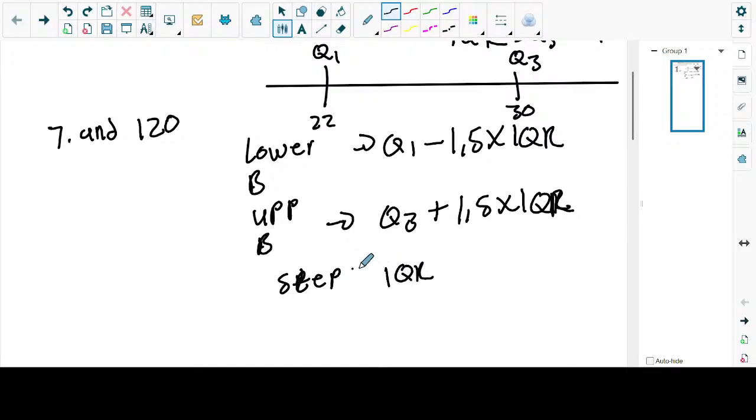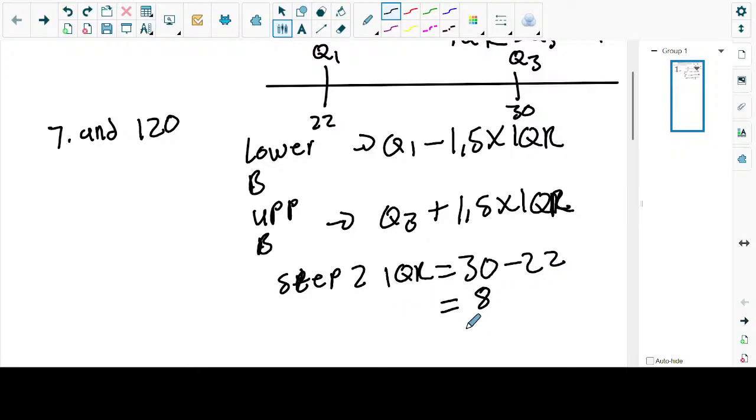So what is the IQR? IQR is Q3 minus Q1, which is 30 minus 22, which is 8. So we have the IQR, which is 8.